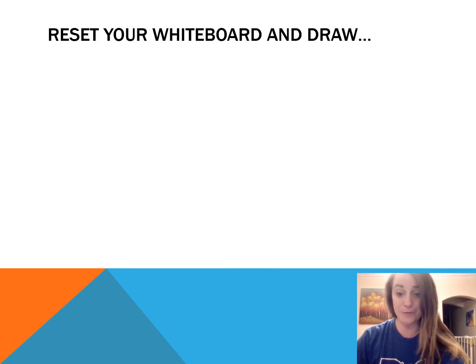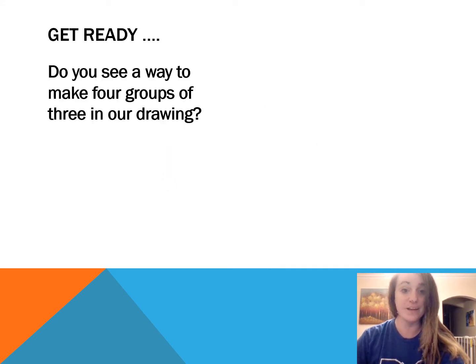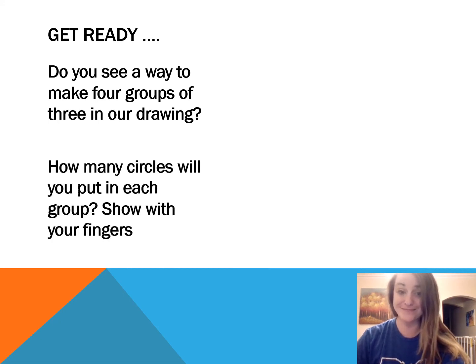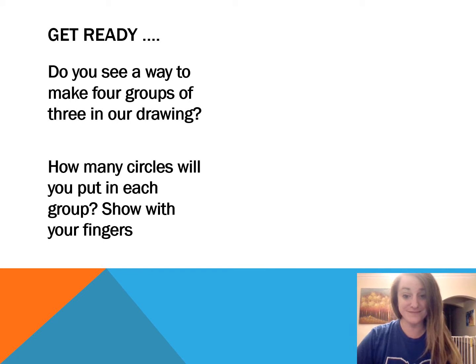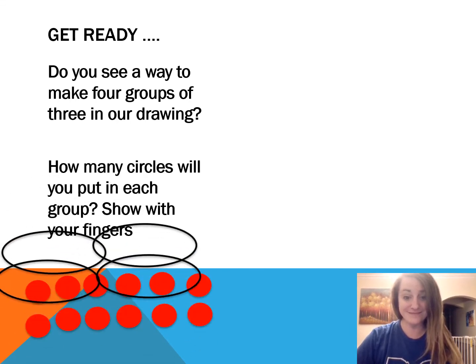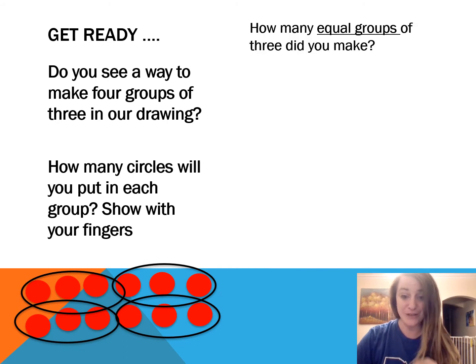Let's reset our whiteboards and draw our 12 counters again. Pause the video for time. Get ready! Do you see a way to make 4 groups of 3 in your drawing? How many circles will you put in each group? Show me with your fingers. We will have 3 in each group.